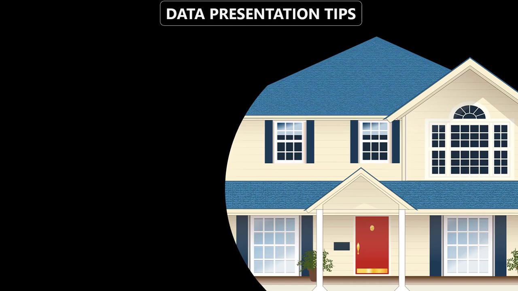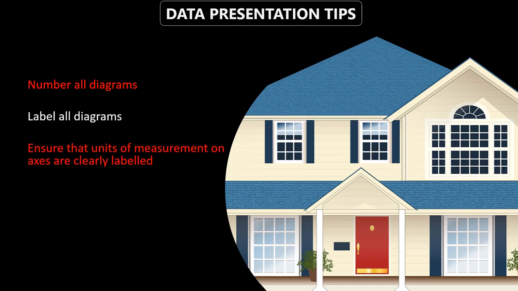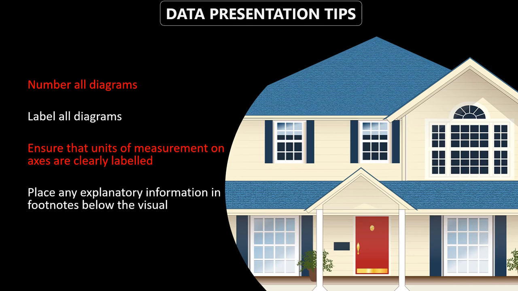Tips to follow while representing data visually. Number all diagrams. Label all diagrams. Ensure that units of measurement on axes are clearly labeled. Place any explanatory information in footnotes below the visual. Check layouts to ensure maximum clarity.